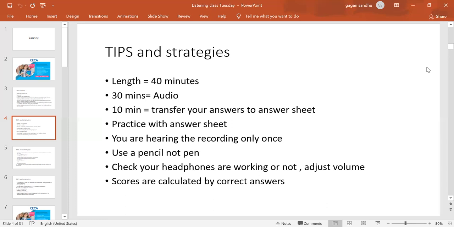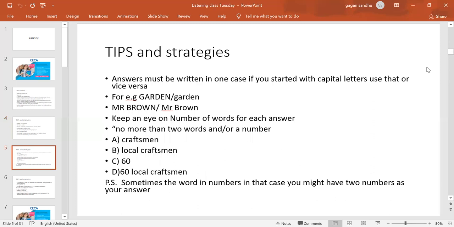And scores are calculated by the correct answers. Any answer which is not right will be 0 marks, and every answer which is right will be 1 mark. Just in case you're not sure about an answer, write what you feel is most probable, because if it's right, on a lucky day, you'll get 1 mark. There is no negative marking in IELTS, and not in reading as well.